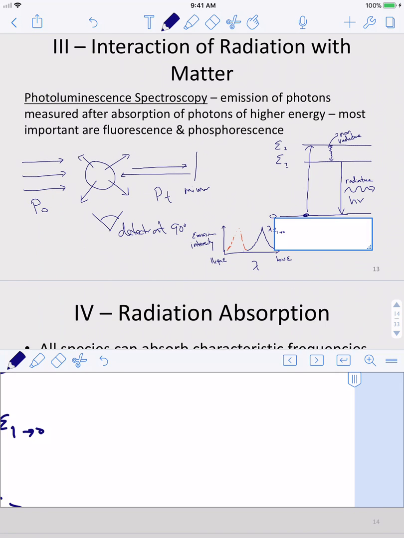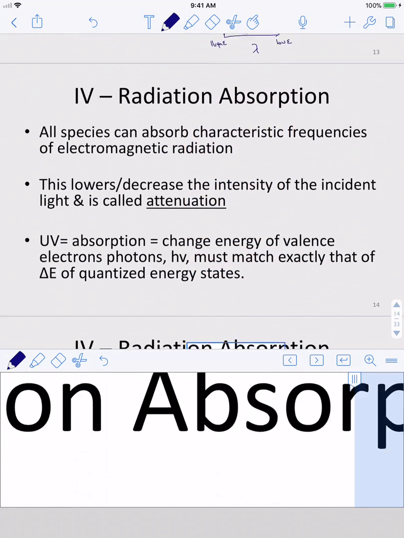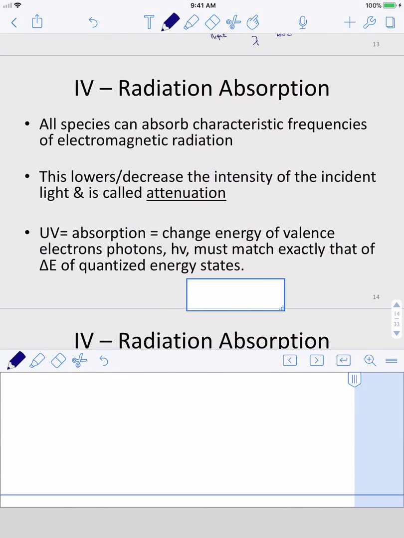All right, so now that we kind of understand how excitation emission works and how just regular absorption spectroscopy works, let's look at how this can be utilized. So again, all species have some kind of characteristic frequencies of electromagnetic radiation that they can absorb. And then this lowers or decreases the intensity of the incident light, which we call attenuation. And so if we think about UV-vis, UV absorption, we're going to change the energy of valence electrons with photons, and those changes have to be exactly matched or quantized to the energy state of that molecule or atom.